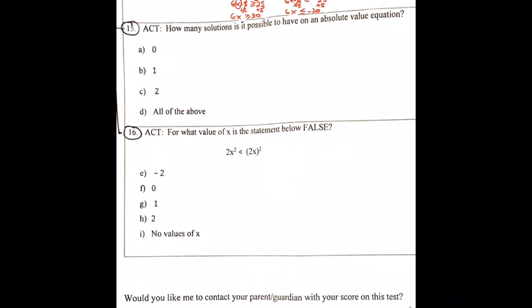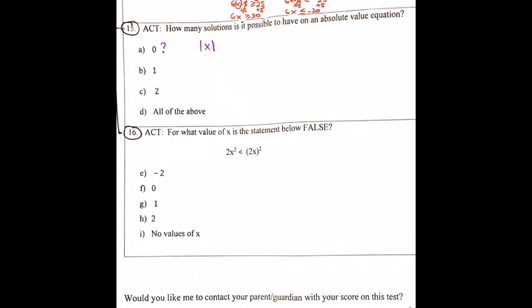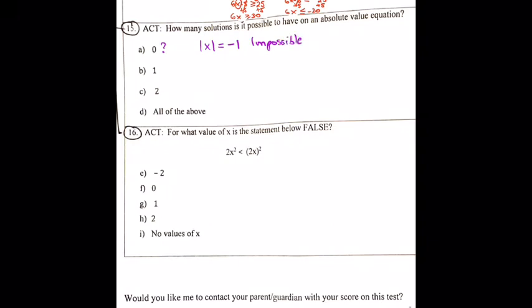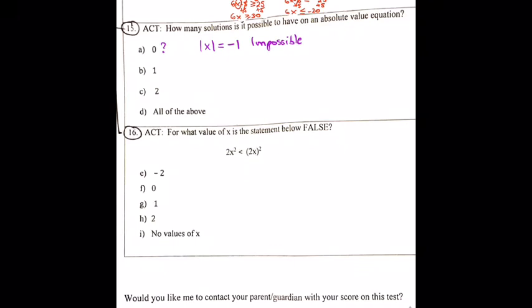So A says 0. Can we have 0 solutions? Yes, we can. Let's look at the following example. Absolute value of x equals negative 1. Is this possible? Can absolute value ever equal a negative? This is impossible. Remember, absolute value is always positive. It is distance. Distance is always positive. So I cannot say that the distance from 0 is negative 1. I can only say the distance from 0 is a positive number.